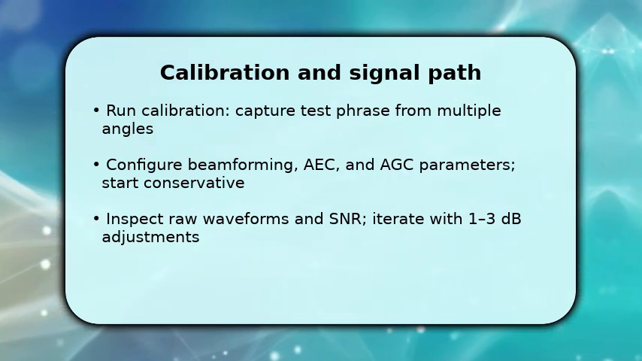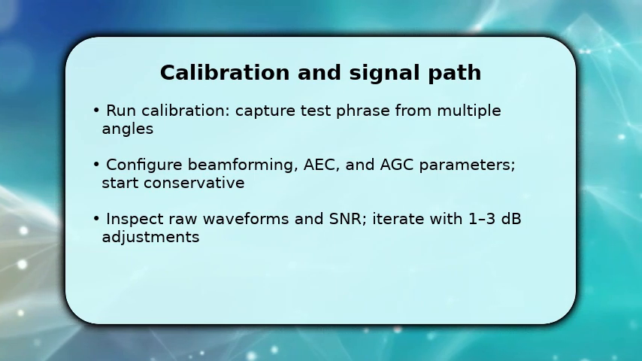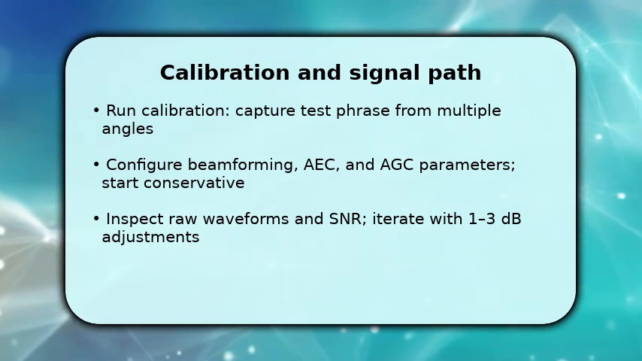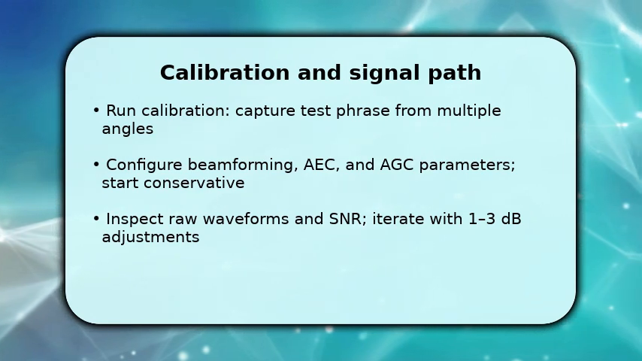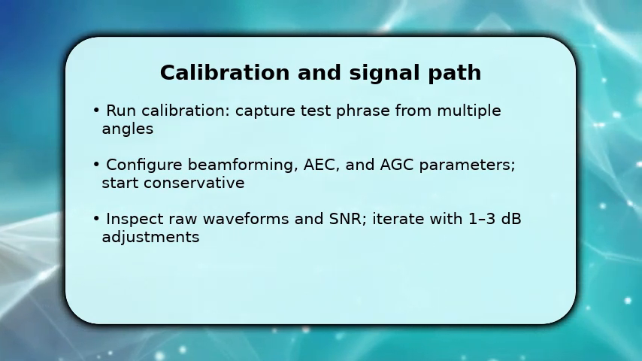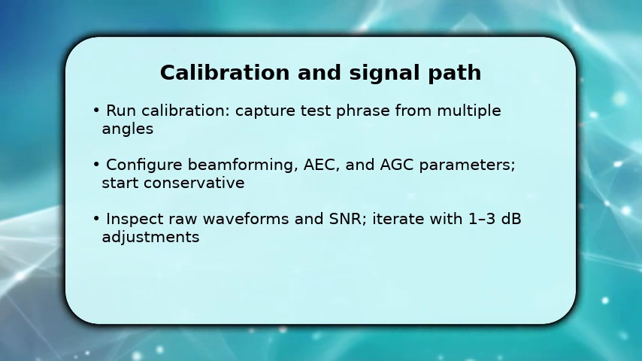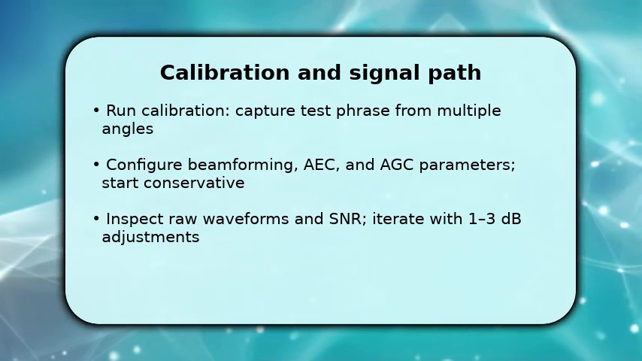Once done, enable beamforming and acoustic echo cancellation, then set automatic gain control conservatively to prevent clipping. Make sure the signal chain routes through the AEC before noise suppression. Check raw waveforms and SNR measures in the monitoring tool.